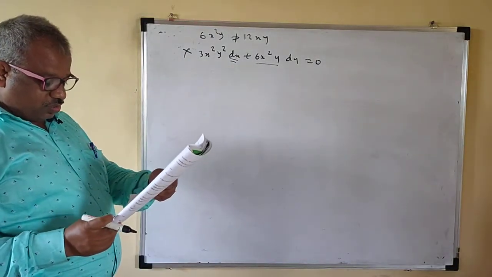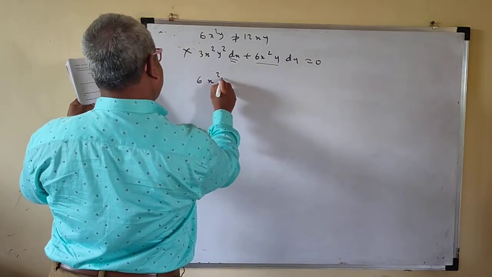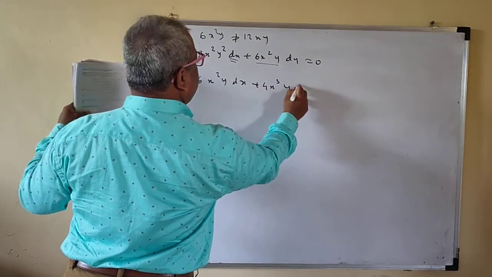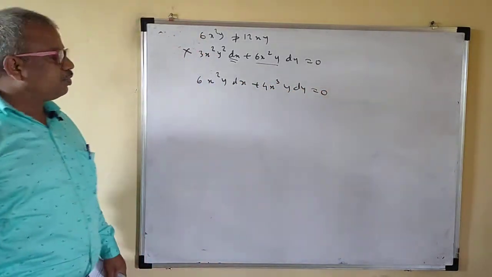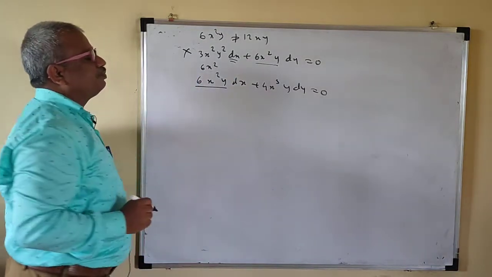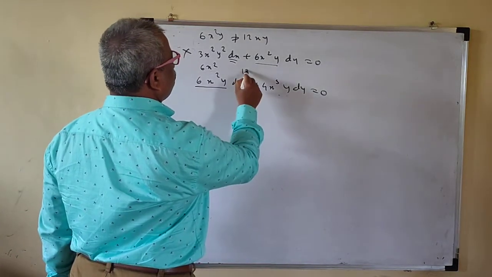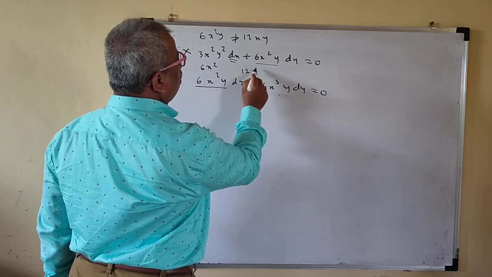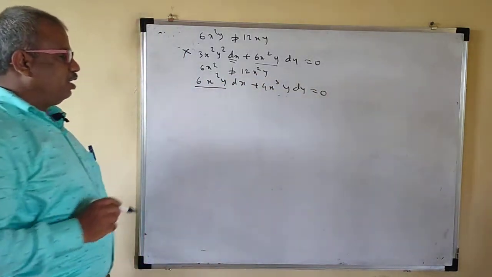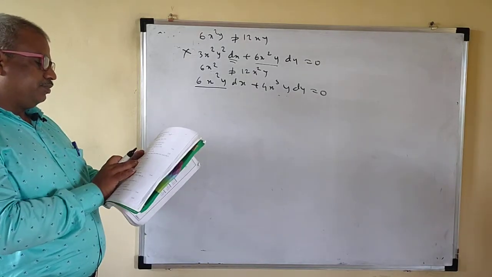So now we need to solve this one. Okay. So now suppose this is 6x square y dx plus 4x cube y dy is equal to 0. Okay. Now we differentiate this with respect to y. This is 6x square. Now we differentiate this with respect to x. So this is 12x square y. So these are not the same. So this is not exact. Okay.